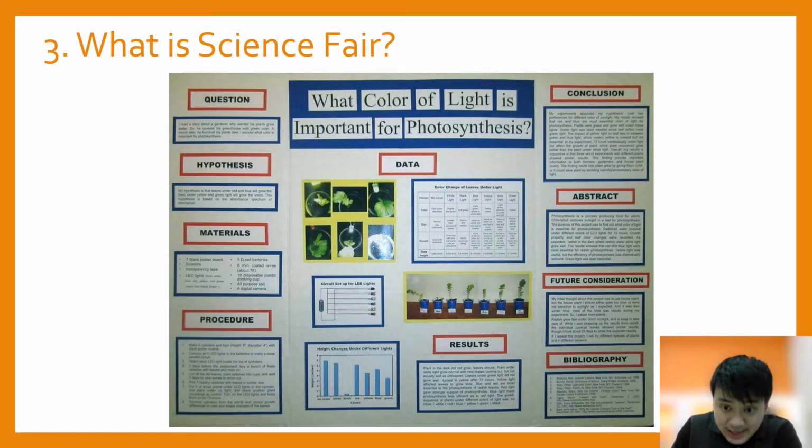Another interesting topic, whether it's helpful or not, I'm not so sure. It depends on how you convey the message. What color of light is important for photosynthesis? I suspect they have 3 plants. Plant number 1 has no colored light. Plant number 2, they put yellow light only. Plant number 3, they put blue light. Maybe they have plants number 4 and 5, red light and green light, I don't know.